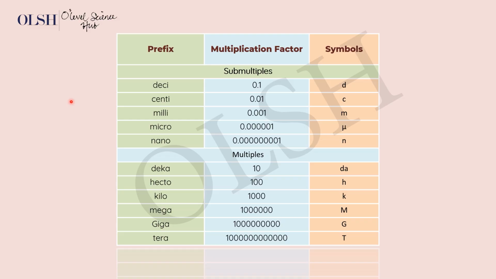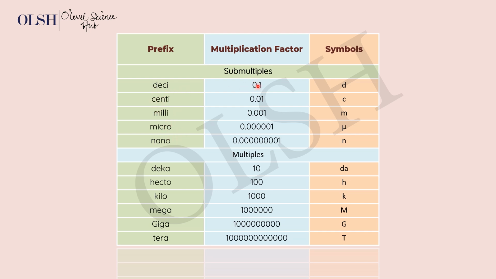Sometimes it is necessary to work with measurements that are way smaller or much larger than the standard unit. In such cases, we use units related to the standard unit in multiples or submultiples of 10. So we have here submultiples of 10. The first one is deci, then centi, milli, micro, nano.